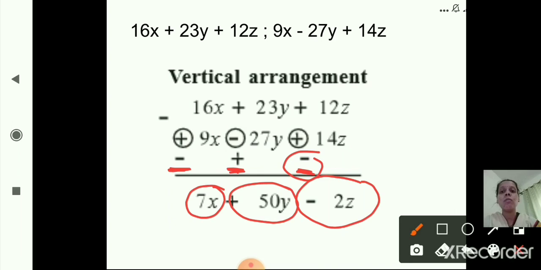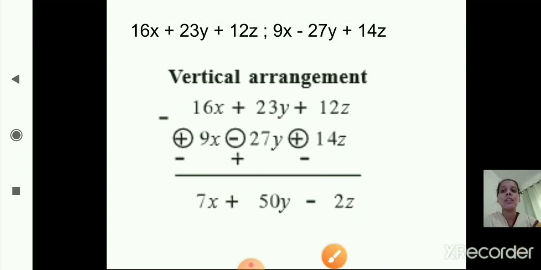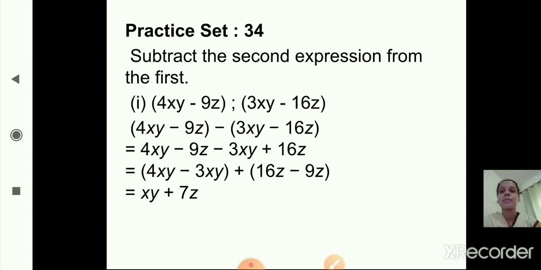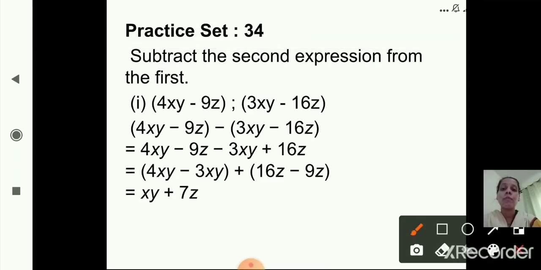Okay, now we will start with practice set 34. So this is practice set 34. Subtract the second expression from the first one. Okay, you will subtract the second expression from the first one. Now see the question. What is the first expression? 4xy minus 9z, and the second expression is 3xy minus 16z.